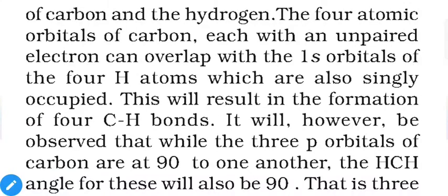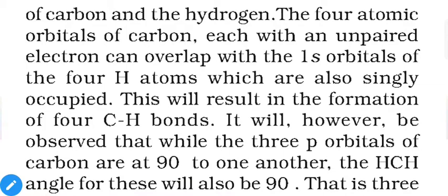So the 4 atomic orbitals of carbon, each with an unpaired electron, can overlap with the 1s orbital of 4 hydrogens, which are also singly occupied. This will result in the formation of 4 C-H bonds. It will however be observed that the 3p orbitals of carbon are at 90 degrees to one another. Why are they at 90 degrees? Because, as mentioned earlier, we have 3 different types of orbitals, px, py, pz, present on the x, y and z axes, and we know that the x, y and z axes are perpendicular to each other. That means they contain a 90 degree angle.